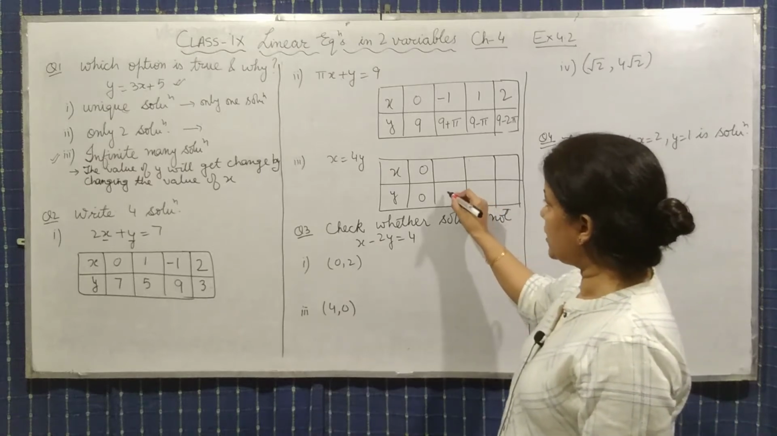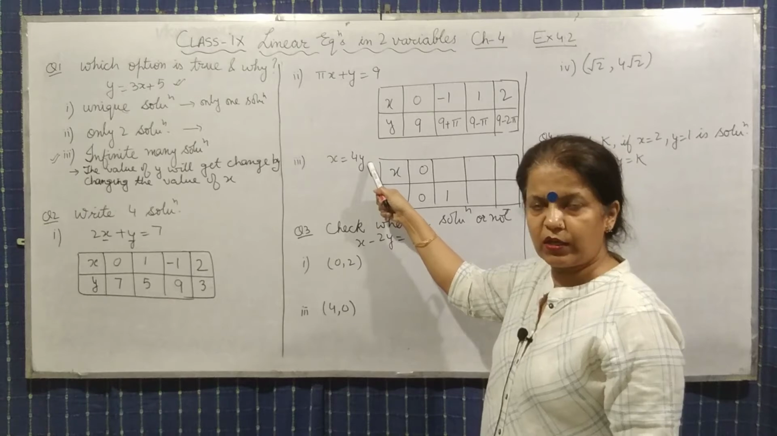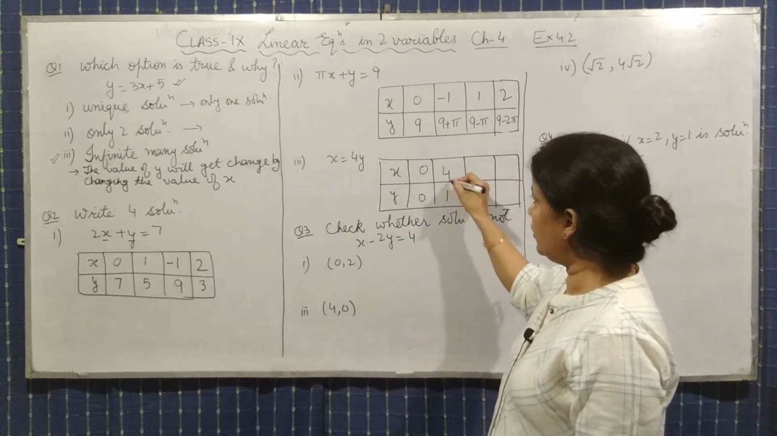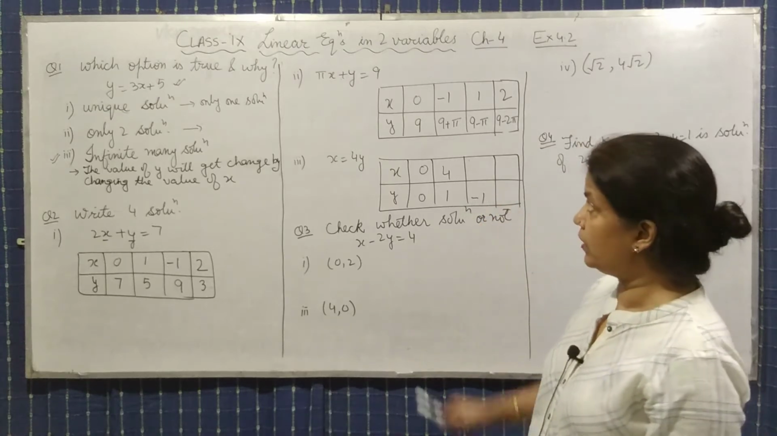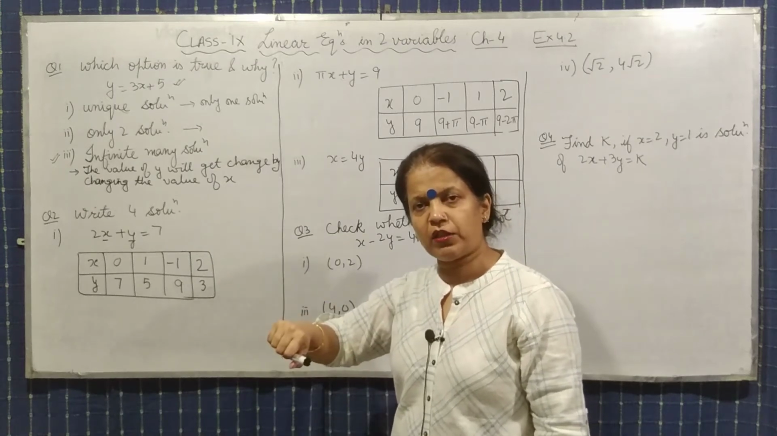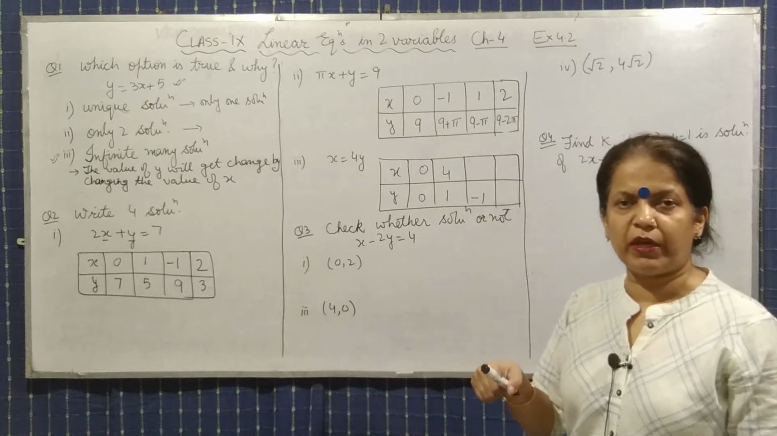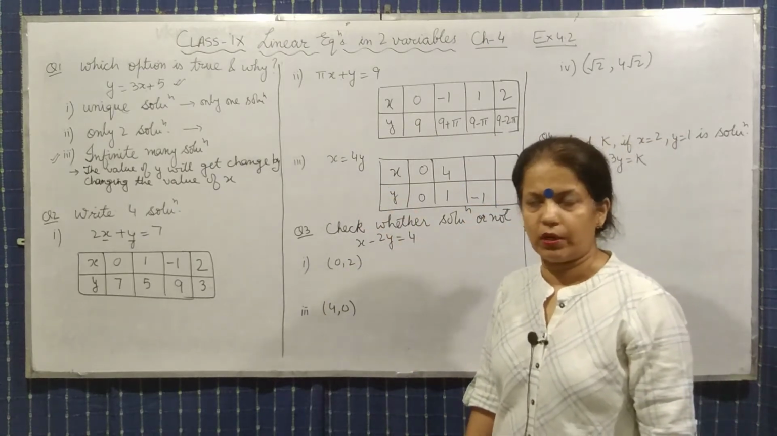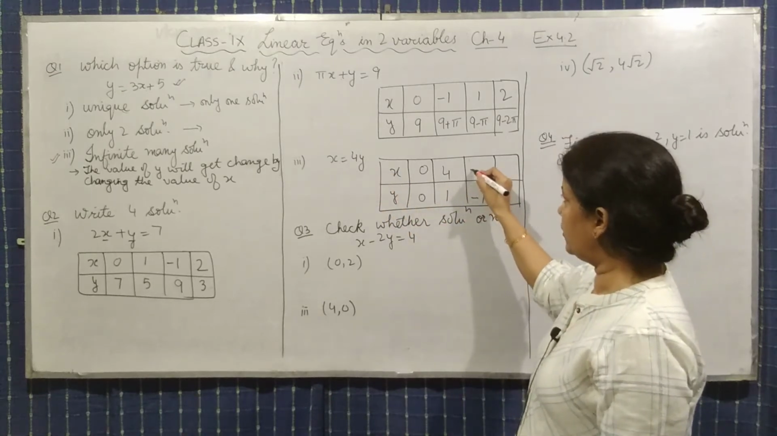Take y as 1. So 4 into y की जगह 1 रखेंगे. 4 into 1, 4. So x value is 4. Take -1, y value I have taken. In these two, I have taken x variable myself. Now in third part, I have taken the y variable myself, because उससे मेरा ये solve करना आसान हो रहा है. So -1, 4 into -1, -4.